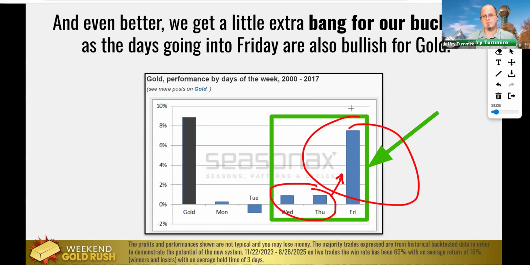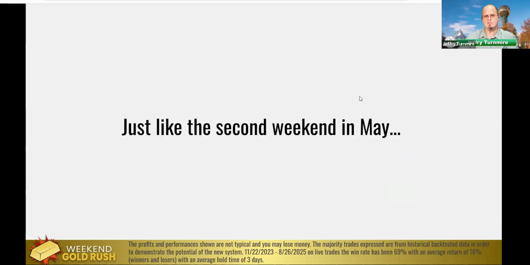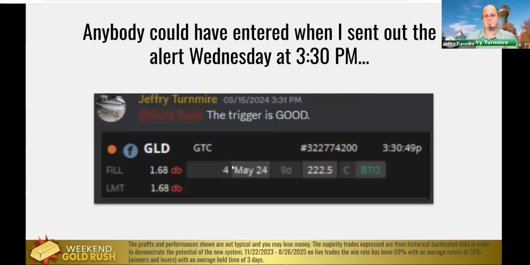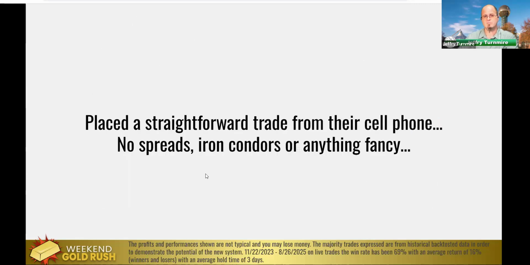before the Friday phenomenon even hit. But we get that extra little juice, and then we get out on Monday, which is another look. The only day we're avoiding is Tuesday right there, the down day for gold, like the second weekend of May. Could have gotten in right there. Pachow. Place a straightforward trade.